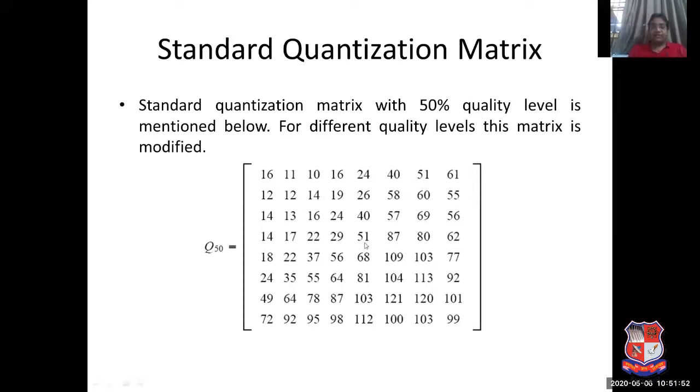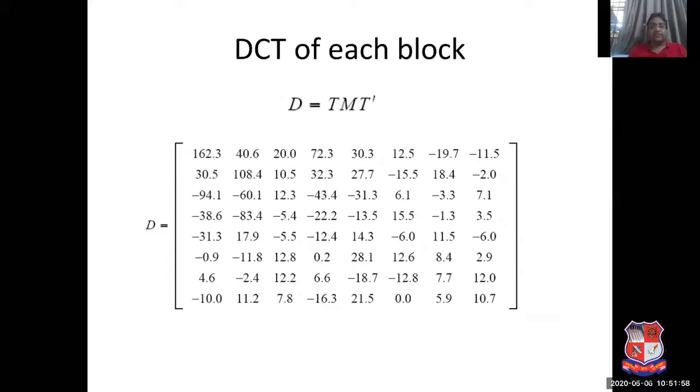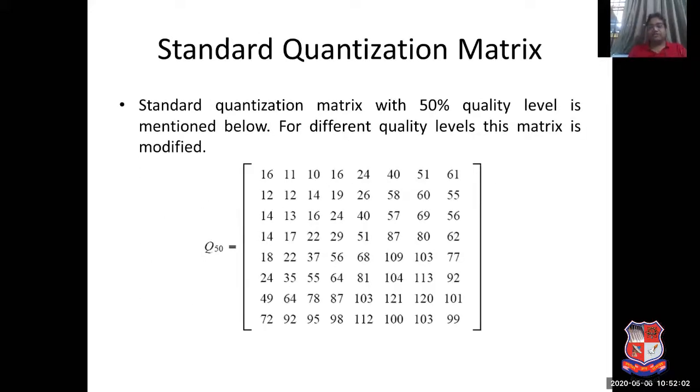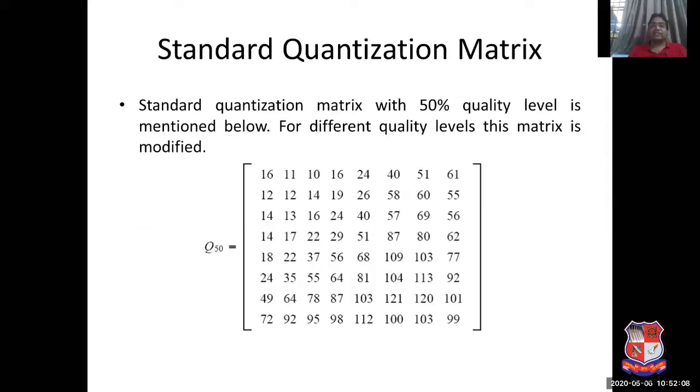So what is the equation now for quantization? Rounding of Dij upon Qij. So what is D00? D00 is 162.3 and Q00 is 16. So simply round off 162.3 divided by 16. Whatever value comes out is the value that will replace the 00th value. That is how the simple quantization is done.